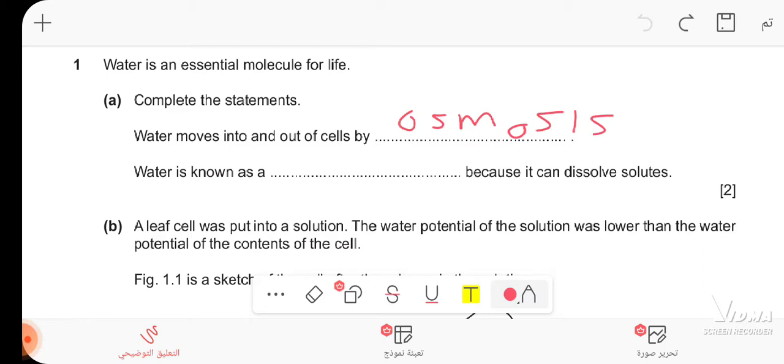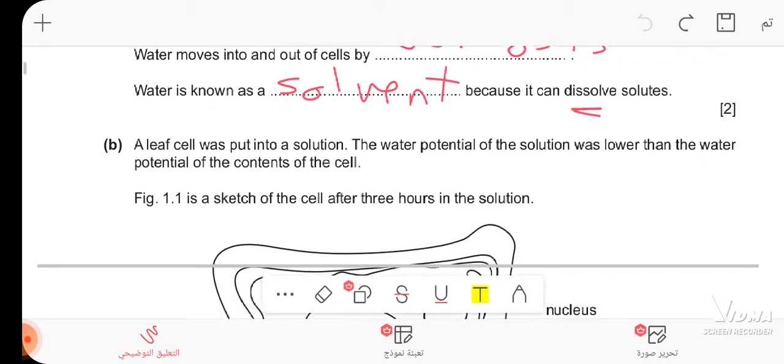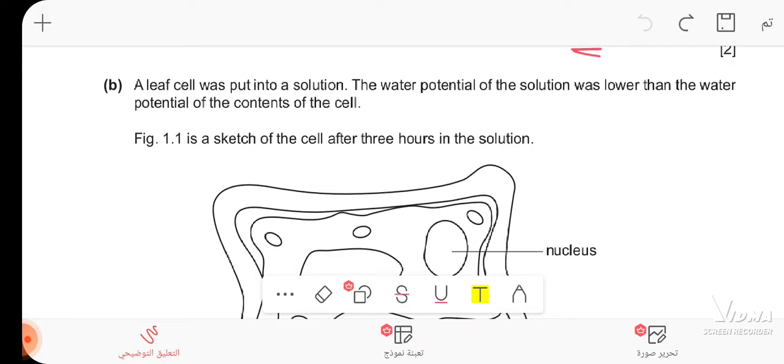Okay, let's move to the next point. Water is known as a solvent because it can dissolve solutes. So anything can dissolve in solutes, water or alcohol, from the chemistry is called solvent. Called what? Solvent. So solvent is the water or alcohol which can dissolve the solutes. Okay. Let's move to the next question.